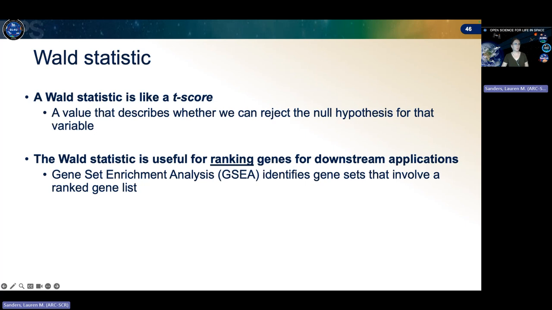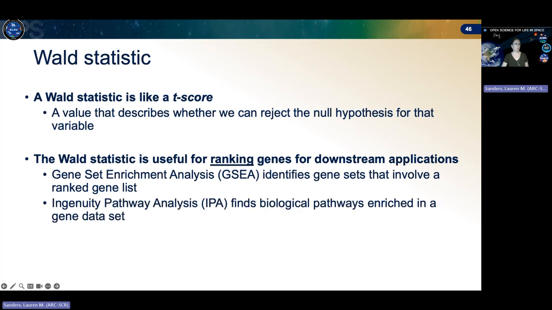So this is a method that identifies gene sets that uses a ranked gene list. There's another method that we're not going to use, but is useful to know about, called Ingenuity Pathway Analysis, or IPA, which finds biological pathways enriched within a gene data set.